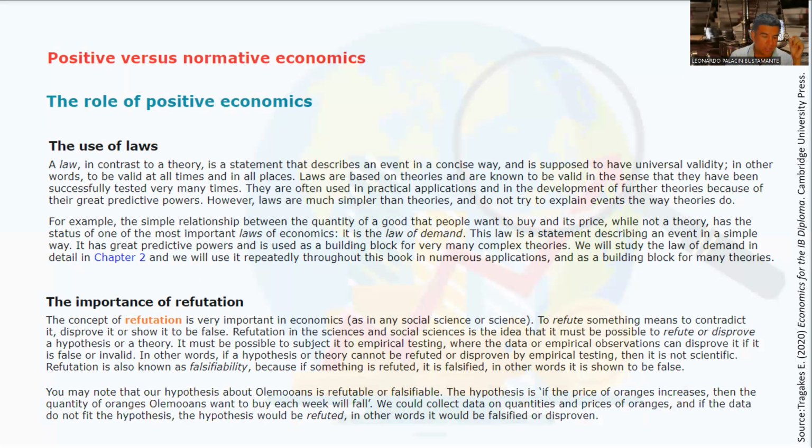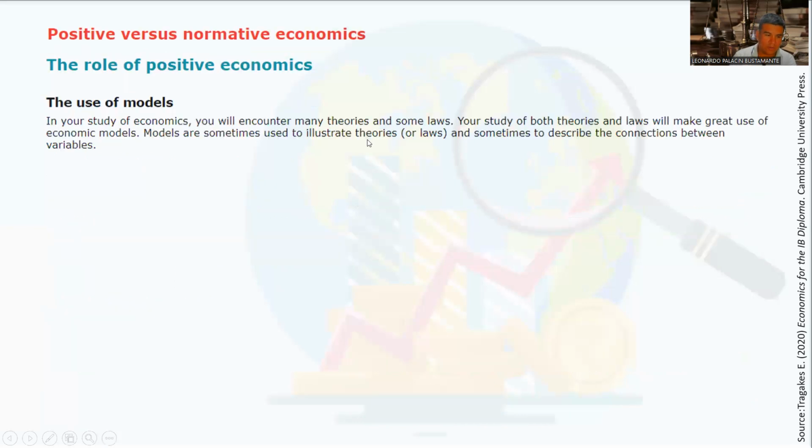Now, you may know that our hypothesis about all-in-ones is refutable or falsifiable. So the hypothesis is if the price of oranges, the quantity of oranges Aluminum wants to buy each week will fall, we could collect data on quantities and prices of oranges. And if the data do not fit, the hypothesis would be refuted. In other words, it would be falsified or disproven. So these are important elements in the role of positive economics.